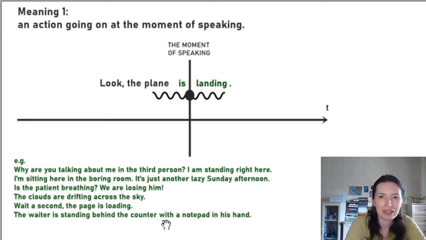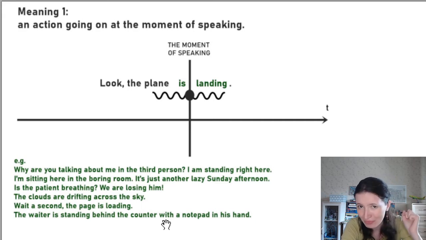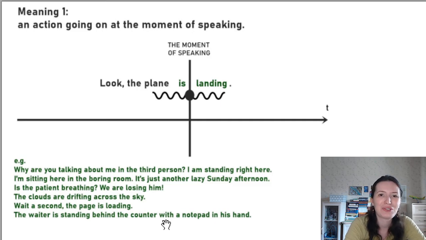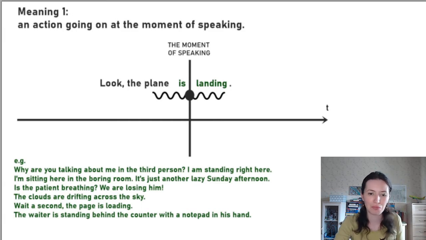Or, for instance, you're in the restaurant and you decide to have that famous exercise when you start describing in your head everything which you see, and this is a very good exercise if you want to learn speaking English all the time. So you start looking around and saying that the waiter is standing behind the counter with a notepad in his hand. Two people are eating pasta by the window. A cat is walking by the window again. Okay, so this is the first meaning, an action going on at the moment of speaking.